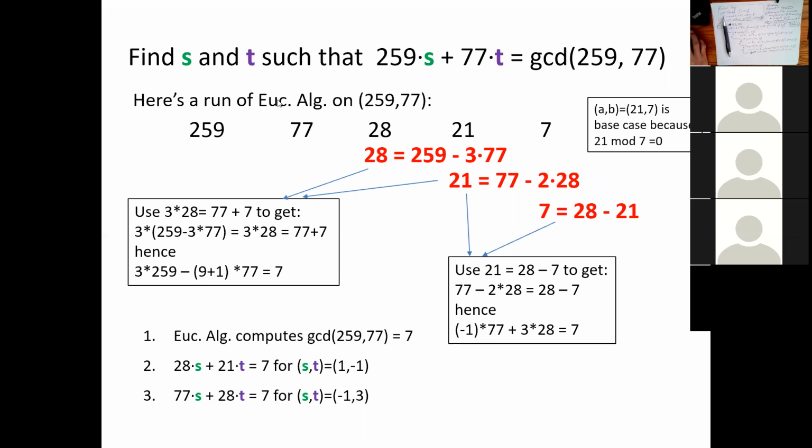And I want to express it instead as a linear function of these two. What do I need to do? Kick out the 28 and use this equation to express 28 as a linear function of 259 and 77, and then stick this inside of this equation. Replace 28 by this linear function of 259 and 77. Then I will have some multiple of 77 here, some multiple of 77 here, and some multiple of 259. The two together will express 7 as a linear function of 259 and 77, and that's what happened here, right?